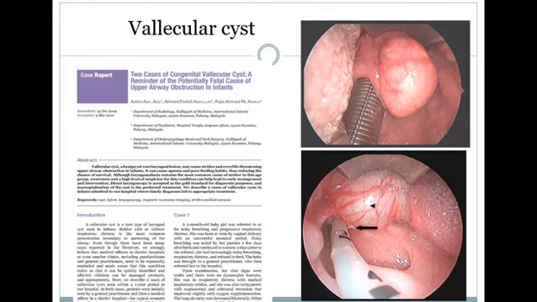So you can imagine this cystic mass is at the vallecular area. If you have a big mass there, it can push the epiglottis into closing the airway. If it is an acutely enlarging cyst, it can close the airway down. So what we do is we need to remove the cyst.